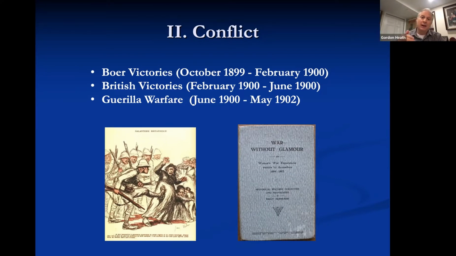And even the British public is made aware of what's going on by a visit of Emily Hobhouse, who writes the report War Without Glamour. And the British government is eventually compelled to change the conditions in these camps, but not before tens of thousands of people had died. And so it's a very, very difficult and deadly part of the war.